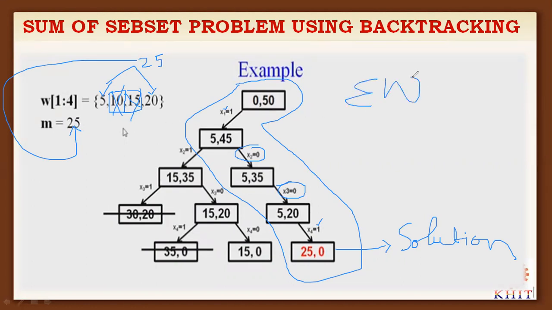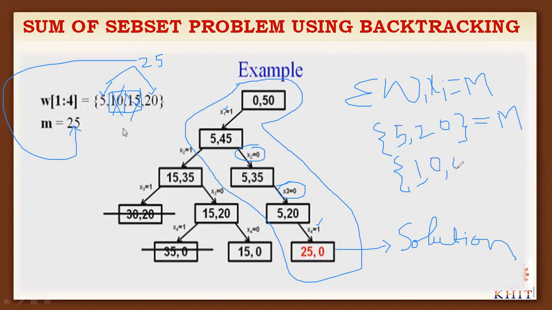Sum of wi xi equal to m. Here, what is the sum of wi xi? The weight of the first item is 5, the weight of the last item is 20. So you will get the value equal to m. So that means if you want to select the first item x1 equal to 1, you do not select the second item, so the value is 0.